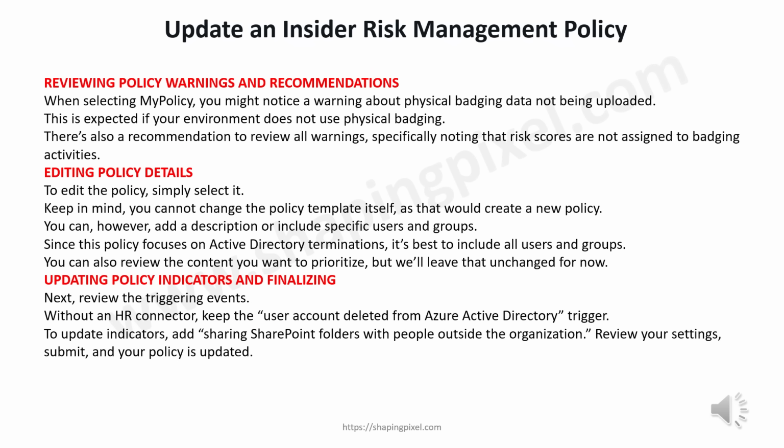Let's take a quick look at how to edit an existing insider risk management policy. We'll pick up right where we left off with our policy called My Policy, already visible on the Policies page. When selecting My Policy, you might notice a warning about physical badging data not being uploaded. This is expected if your environment does not use physical badging. There's also a recommendation to review all warnings, specifically noting that risk scores are not assigned to badging activities.